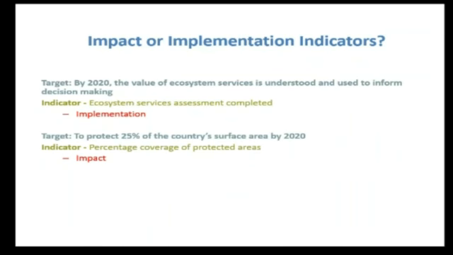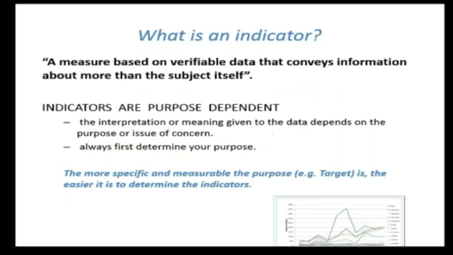Just now, quickly, I'm going to go through actually just some of the basics. We've been talking about indicators, but what is an indicator? Just to be sure, the definition that we're promoting is a measure based on verifiable data that confirms information about more than its subject itself. So indicators are purpose dependent, and their interpretation or meaning given to the data depends on the purpose or issue of concern. So always determine your purpose.